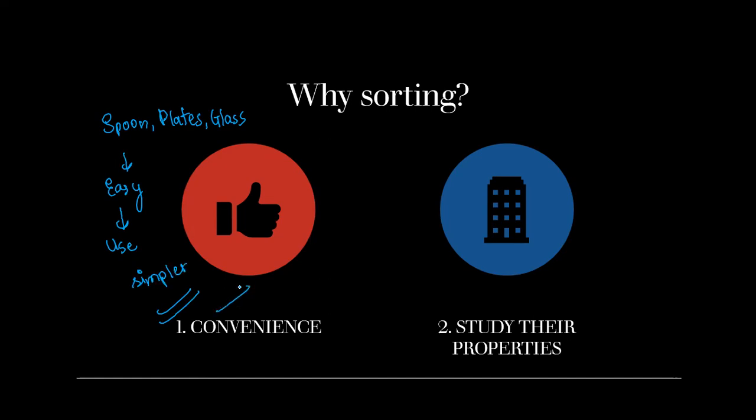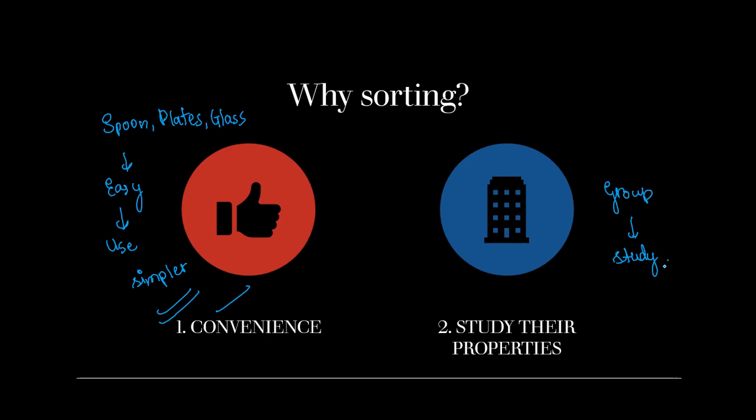So it is going to make my life simpler, keeping things in a certain place for our convenience. Another reason why we sort substances is to understand the properties of the substances, so that we can group them as well as study them and also understand more about these substances. Okay, so that is why sorting is required, right?